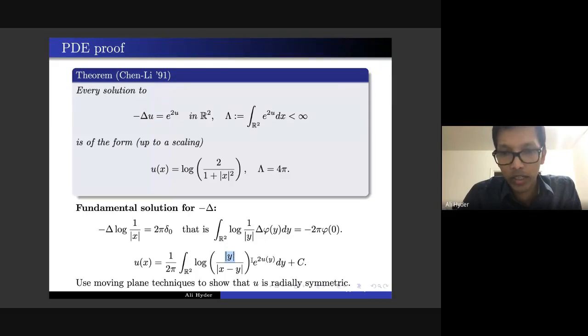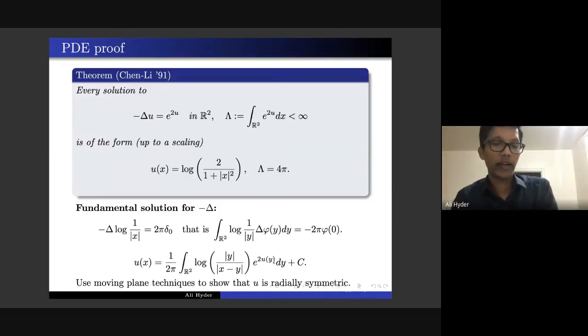We only know that exponential to u, this part, is integrable. So if I don't put mod y, I just put y here, then for x fixed, this whole thing will be like log mod y times exponential to u, and we don't know if that integral is finite or not. So this is why, to make this integral finite at infinity, we need to put a mod y.